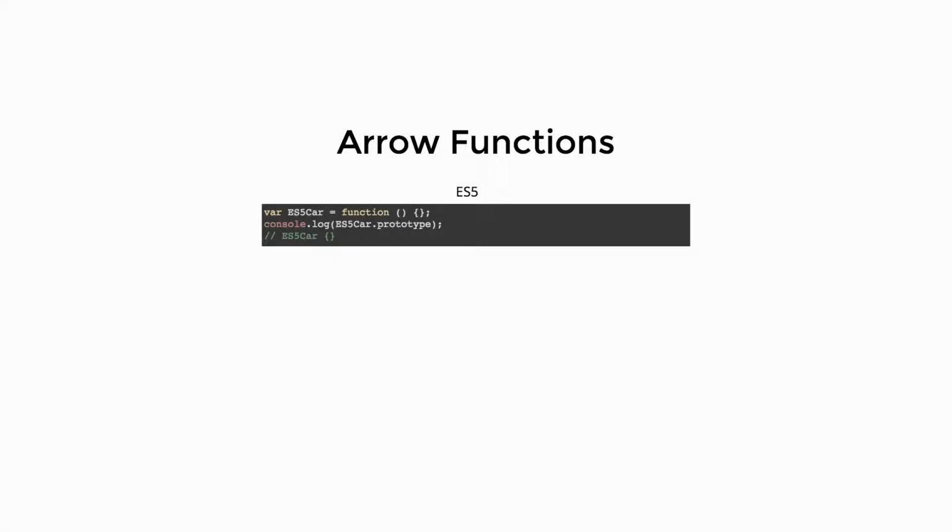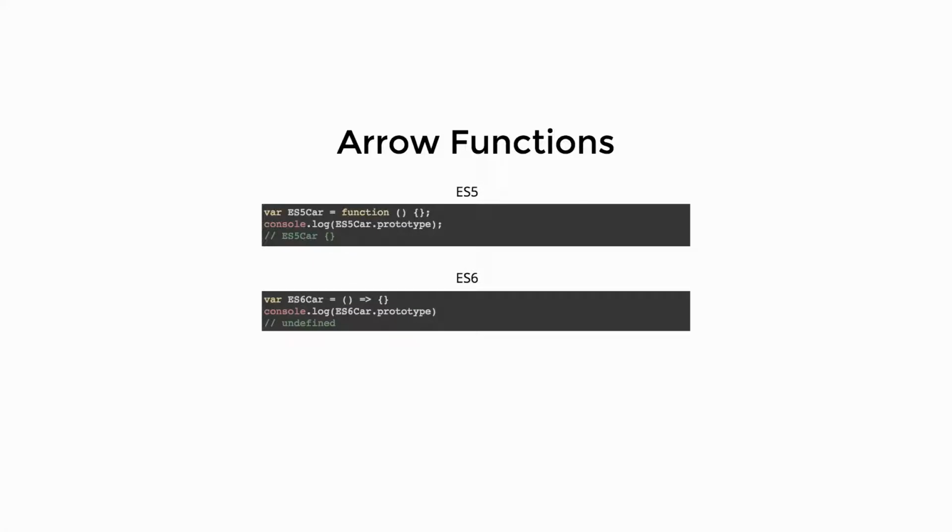There's two small differences. Arrow functions do not have a prototype. So here you have a typical function. I've made a little car object, and I'm console logging, and you can see I have the prototype. I have the car object as part of my prototype. If I did the same thing with an arrow function, I'd get undefined. So they're really intended to be used as these small little closures. You're not building big classes with them.